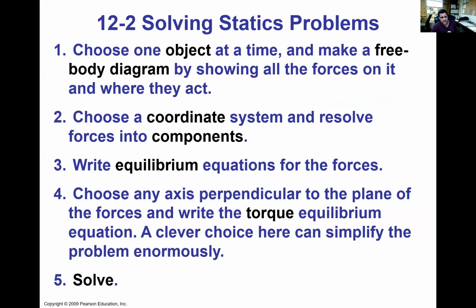Choose a coordinate system and resolve the forces into components. So anything going to the left should be negative, to the right is positive, up is positive, down is negative. And then your torques, counterclockwise is typically positive. So then write your equations of equilibrium. Sum of the forces in the x, y, and z are all going to be equal to 0. Sum of torques around any axis, around any point, is going to be 0.